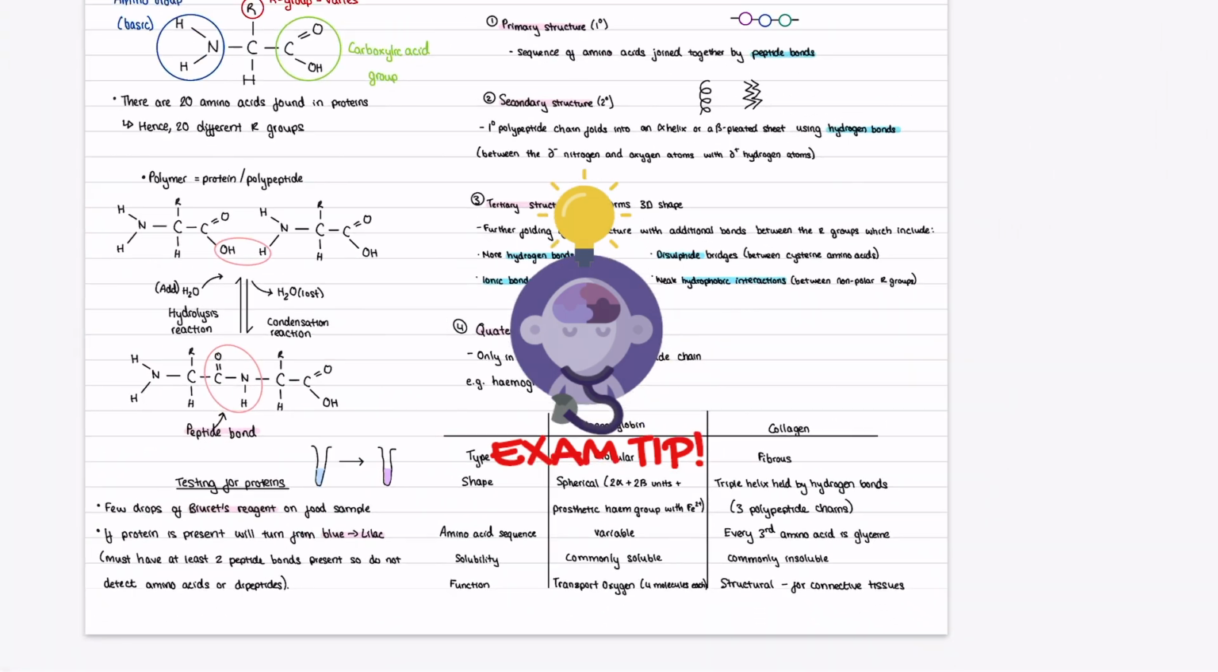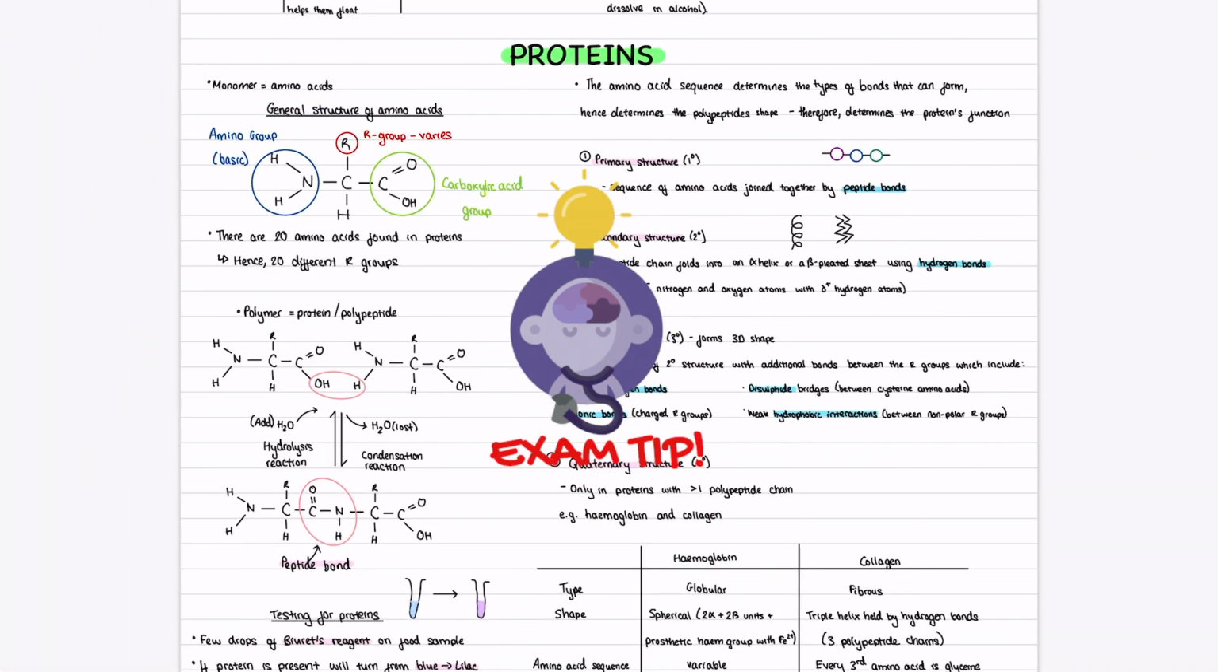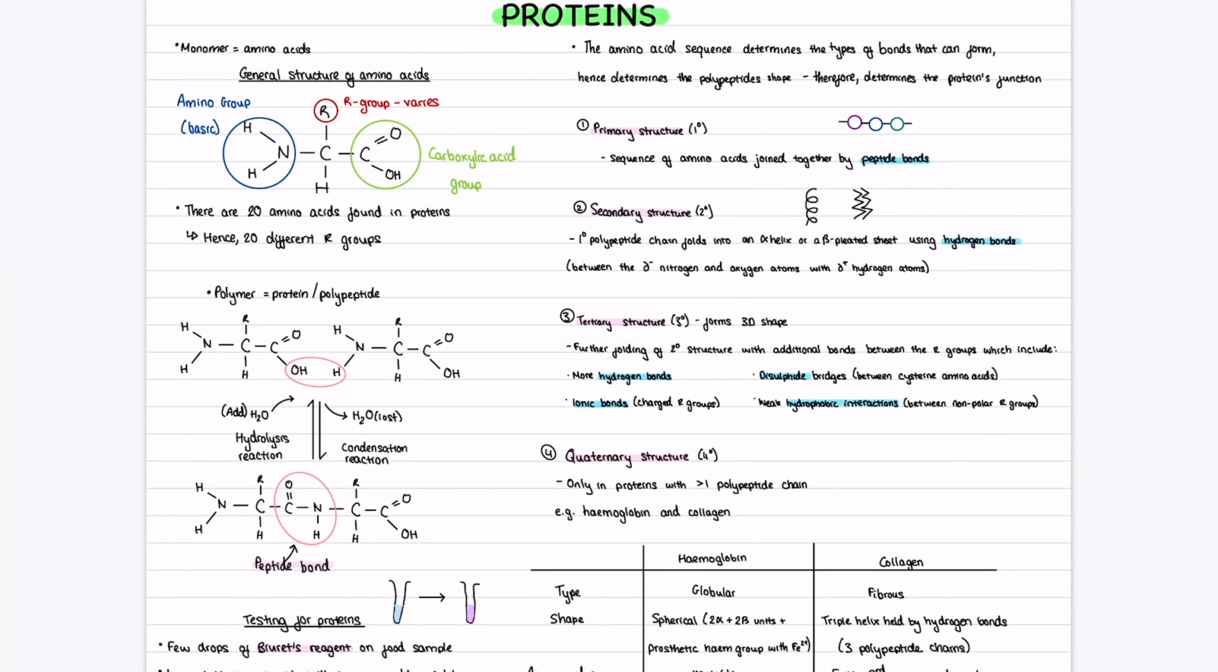Again, for your exam, it is important that you link how the structure enables the protein's function for both haemoglobin and collagen.